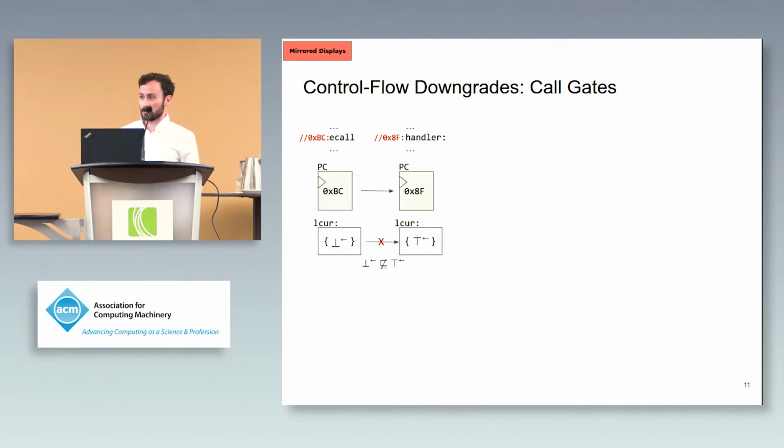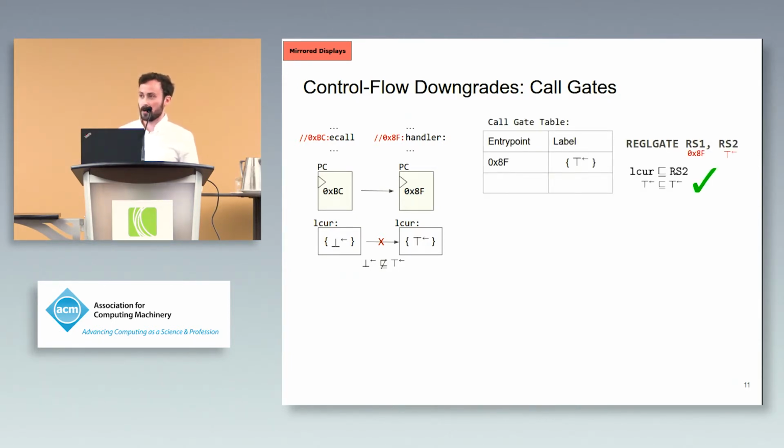So we need to transition from a secret context to a public one. In Hyperflow, this is done by a call gate mechanism. Call gates tightly couple an entry point program counter value with some mechanism for protecting that entry point. In Hyperflow, these are unique because protection is done with information flow labels. A new call gate can be registered with a regel gate instruction.